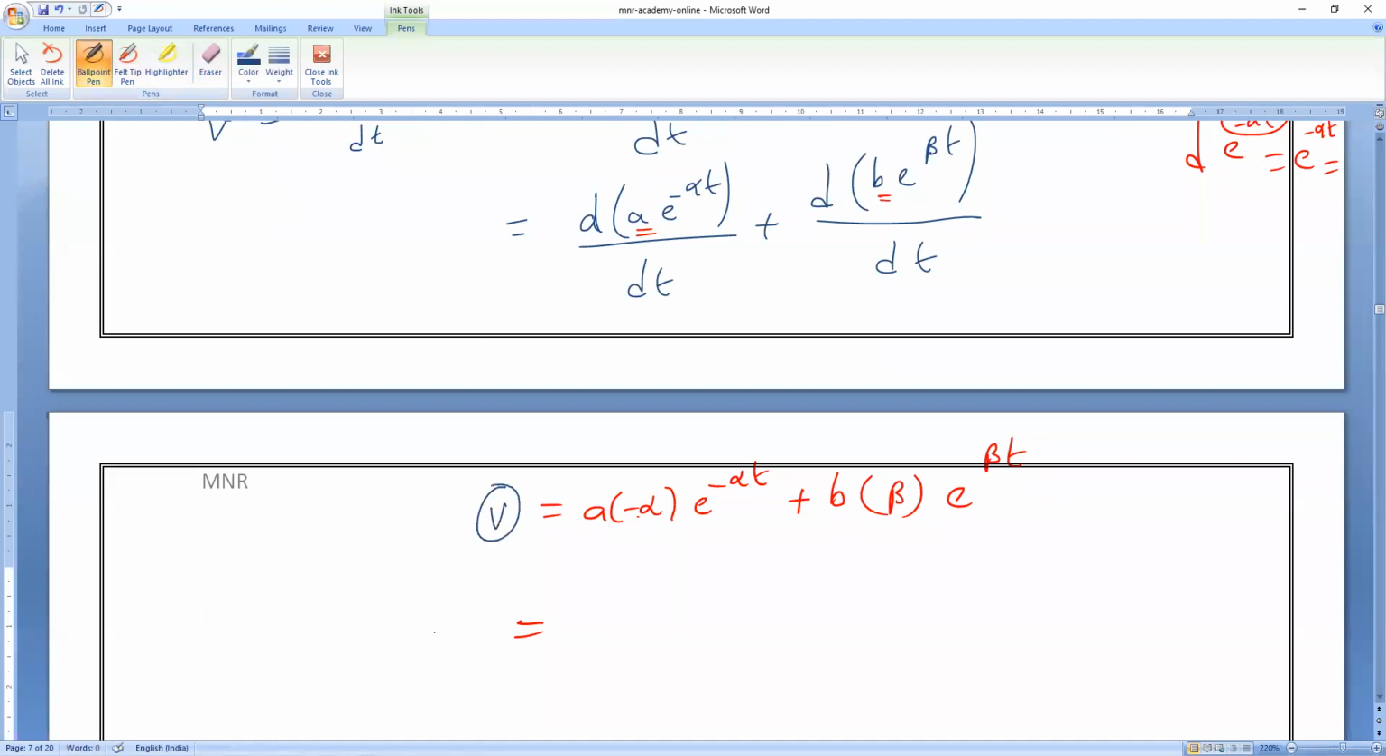Now we want acceleration. So can you tell me what do you mean by acceleration? Everybody, acceleration means what?